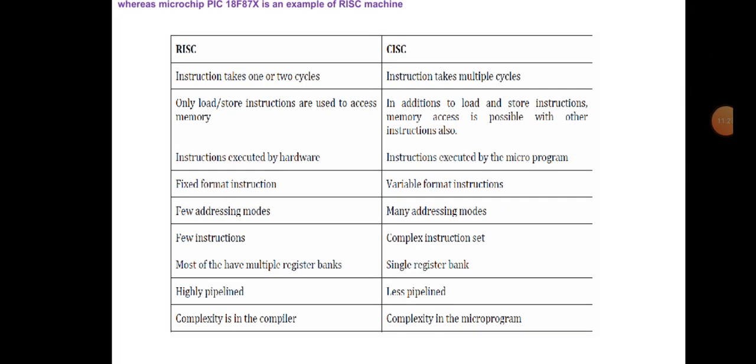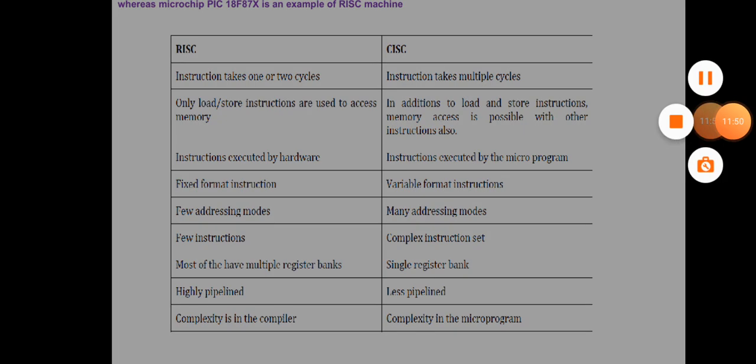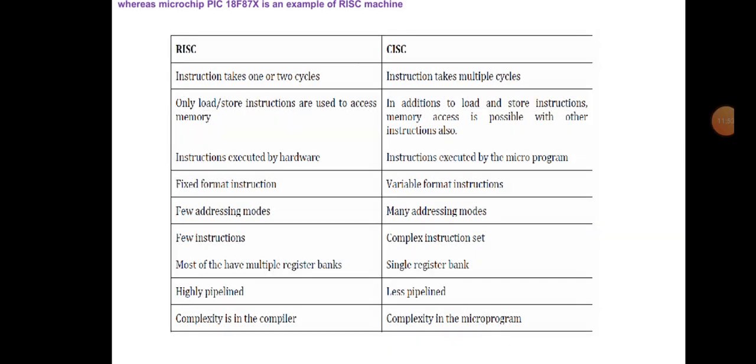In case of your RISC, the instruction takes 1 or 2 cycles. Means in case of a RISC machine, as per the system designer, the number of cycles taken to execute per instruction is fixed. Either it can take 1 machine cycle or it can be done in 2 machine cycles. That is fixed, and it depends upon the instruction. In case of RISC, most of the instructions are executed in a single machine cycle.